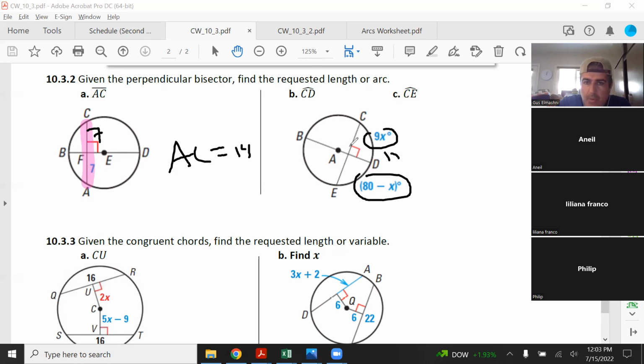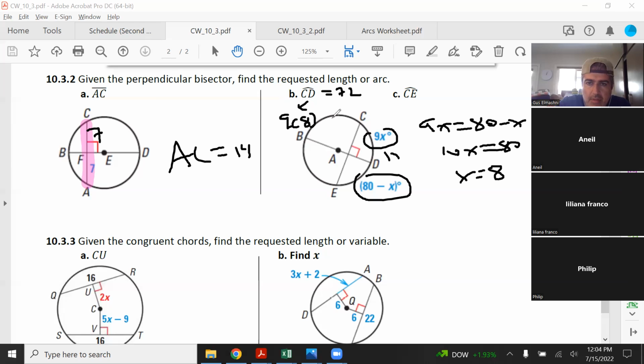When you have a diameter going through the middle of a chord, as you see how BD goes to the middle of CE, arc CD, well, first of all, let's set them equal to each other and solve for X. So you get 10X, X equals 8. So that means that this is 72 degrees, because that's just 9 times 8, right? And CE is double CD. 72 plus 72, which is 144.